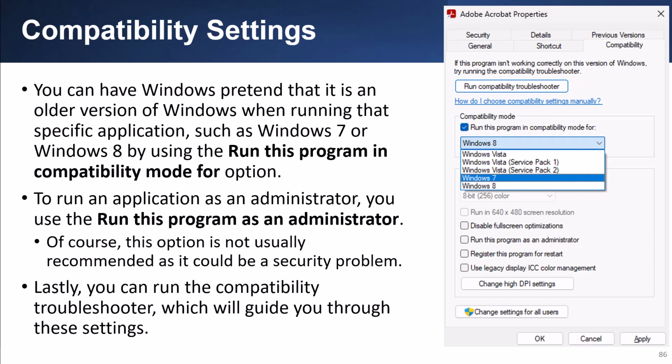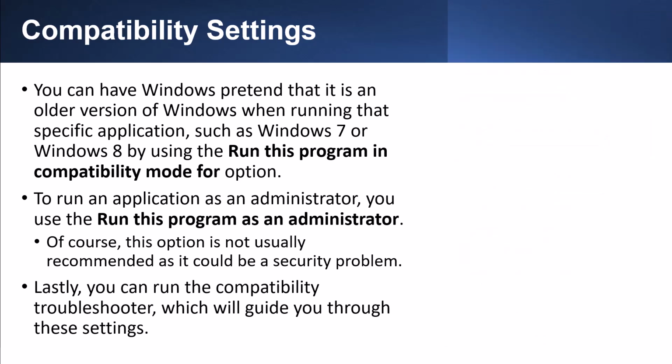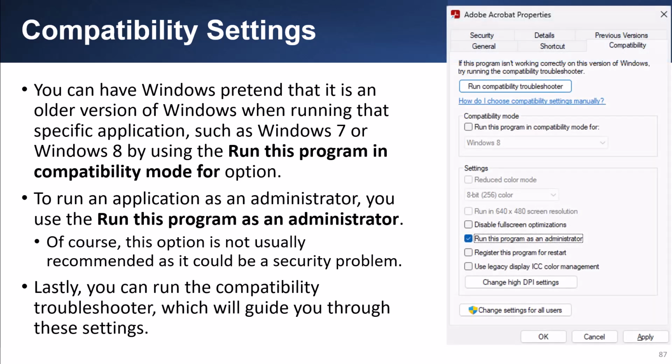You can have Windows pretend that it is an older version of Windows when running that specific application, such as Windows 7 or Windows 8, by using the Run This Program in Compatibility Mode For option. To run an application as administrator, you use the Run This Program as Administrator option. Of course, this option is not usually recommended as it could be a security problem. Lastly, you can run the Compatibility Troubleshooter, which will guide you through these settings.